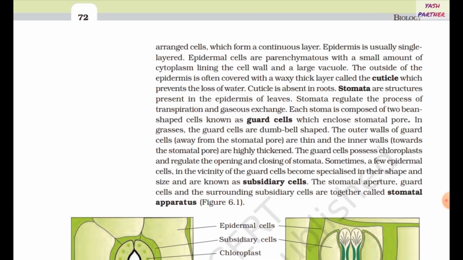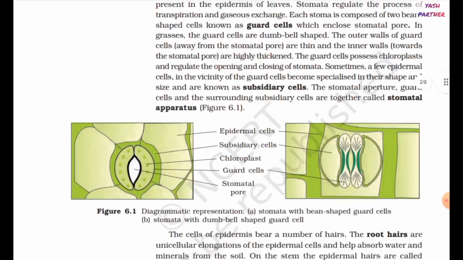The outer walls of guard cells away from the stomatal pore are thin and the inner walls towards the stomatal pore are highly thickened. The guard cells possess chloroplasts and regulate the opening and closing of stomata. Sometimes a few epidermal cells in the vicinity of the guard cells become specialized in their shape and size and are known as subsidiary cells. The stomatal aperture, guard cells and the surrounding subsidiary cells are together called the stomatal apparatus, figure 6.1.